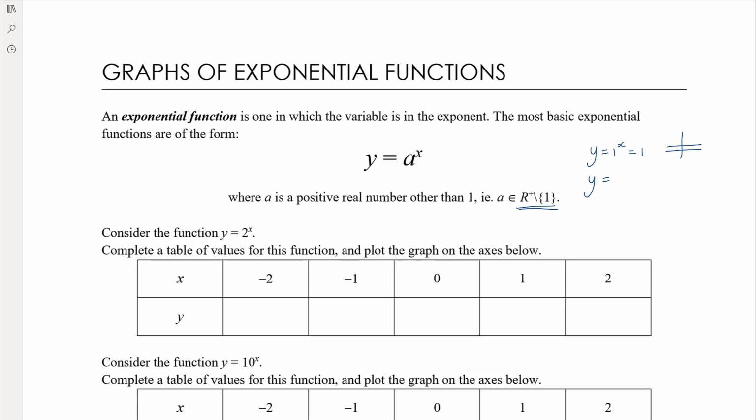Similarly, if a were to equal 0, it'd be y equals 0 to the power of x, which is just 0. That's a horizontal line on the x-axis.